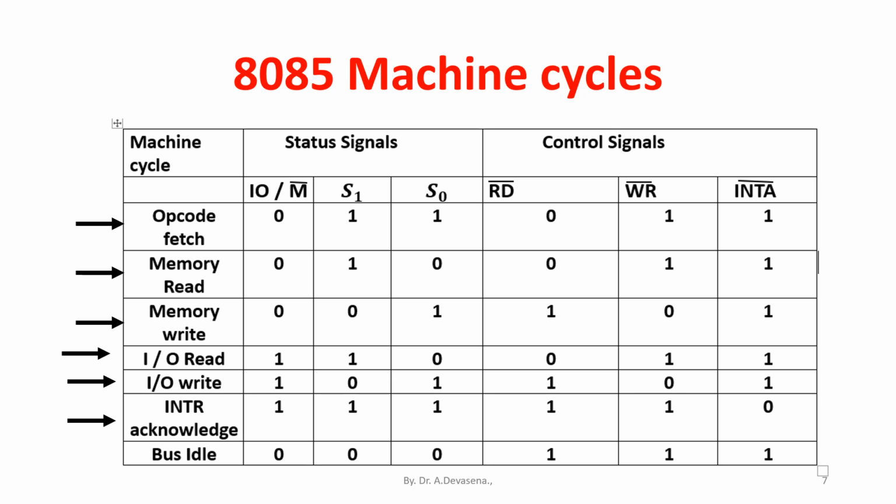For interrupt acknowledge, all are 1 except interrupt acknowledge because interrupt acknowledge is an active low signal. For bus idle machine cycle, IO/memory bar, S1, S0 should be 0 and the read bar, write bar, interrupt acknowledge bar should be 1 because during that period the bus is in idle position. There is no operation performed in bus idle condition.